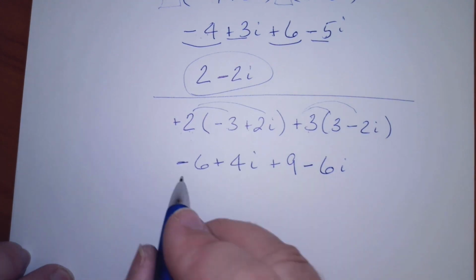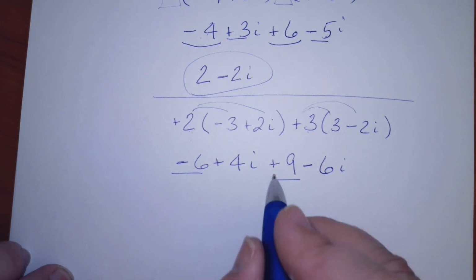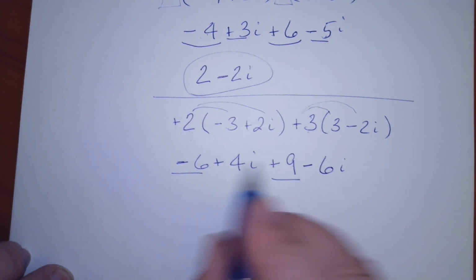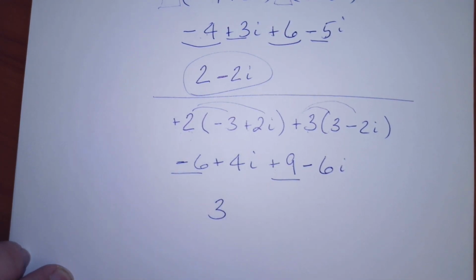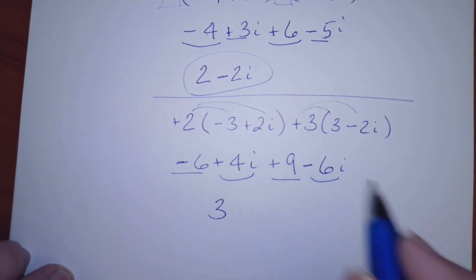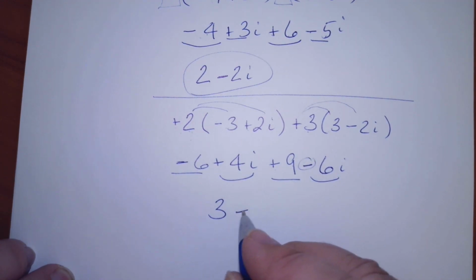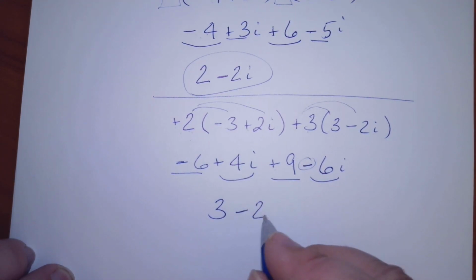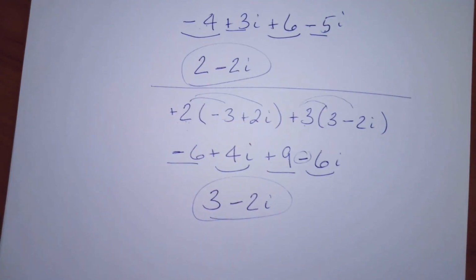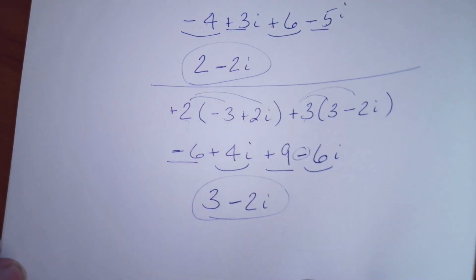Now we can combine like terms. Negative 6, positive 9. 9 is bigger than 6, so it's positive. 9 minus 6 is 3. Positive 4i, negative 6i. 6 is bigger, so the answer is negative. 6 minus 4 is 2i. So that's the addition. Let's look at subtraction.